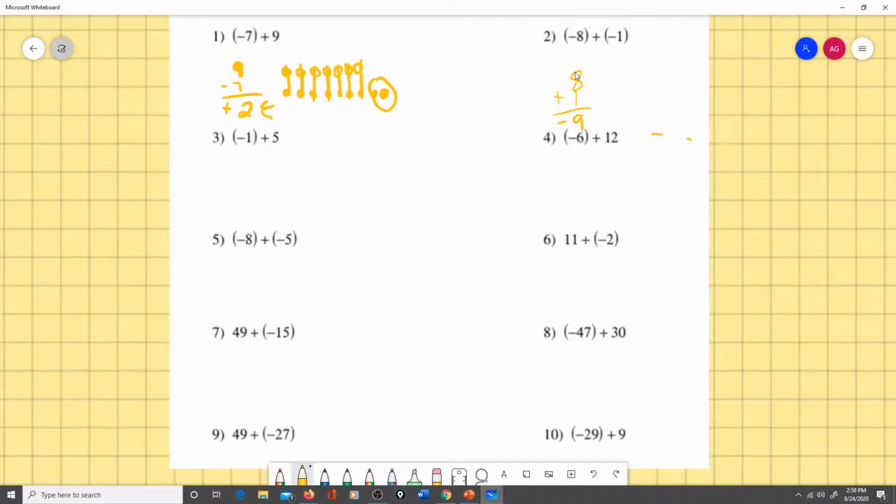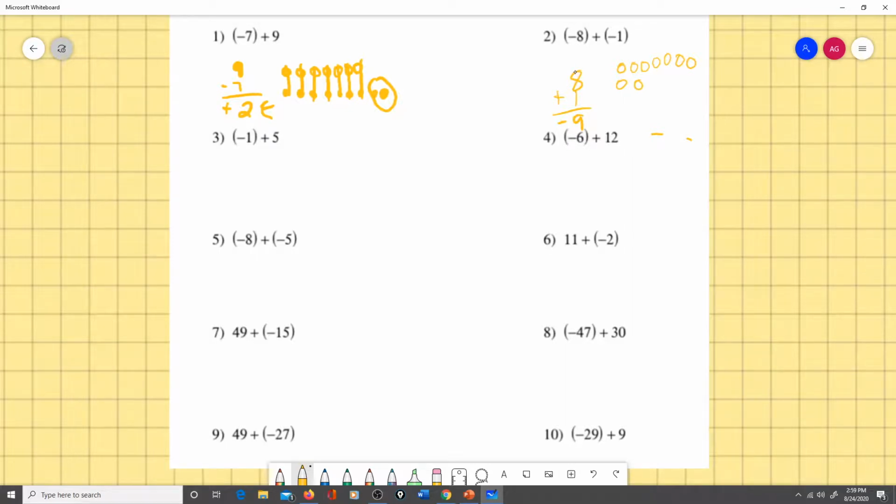Again, with a model, let's just look. 1 negative, 2 negatives, 3, 4, 5, 6, 7, 8. And it's telling me to add another negative. So I add that one in. How many do I have? 1, 2, 3, 4, 5, 6, 7, 8, 9. 9 negatives. Okay.